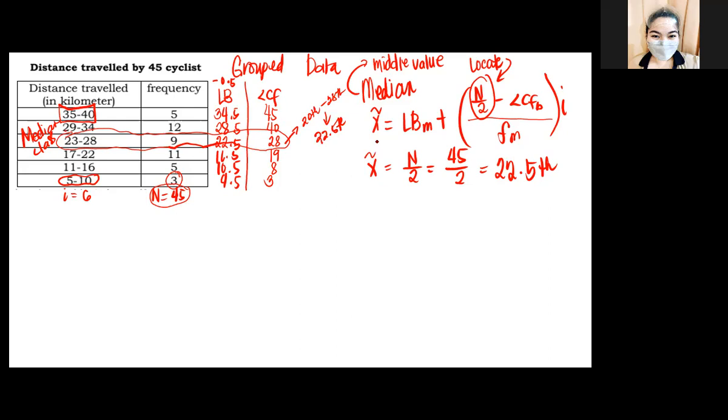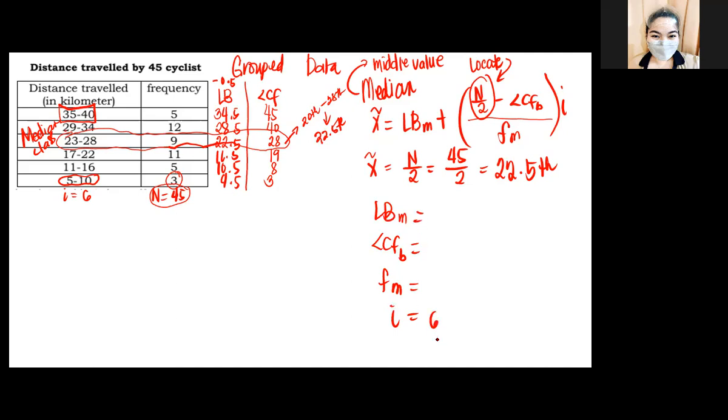Okay? So, ano yung gagawin natin? Bakit natin kailangan i-identify si median class? Kasi pag na-identify natin na ito pala yung location niya, pwede na tayong mag-solve. Pwede na natin makuha yung lower boundary of the median class, yung cumulative frequency below, yung frequency of the median class, at yung i natin. Alam na natin yan, which is 6.